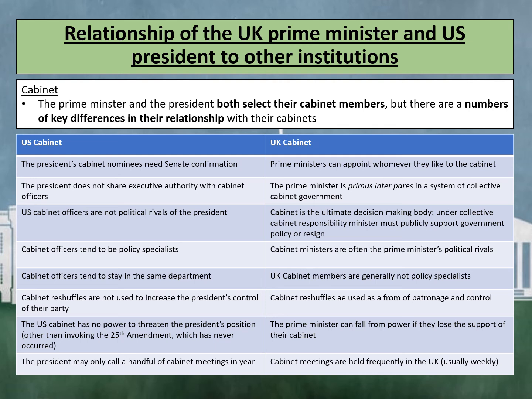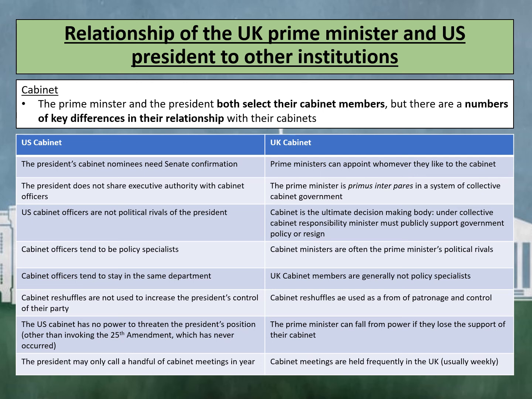Cabinet officers tend to be policy specialists in the US, whereas cabinet ministers are often the Prime Minister's political rivals and are given certain areas. Cabinet officers tend to stay in the same department for a really long time, whereas UK cabinet members are not policy specialists and often move around quite frequently. Cabinet reshuffles in the US are not used to increase the President's control of their party, whereas in the UK, cabinet reshuffles are used as a form of patronage and control.